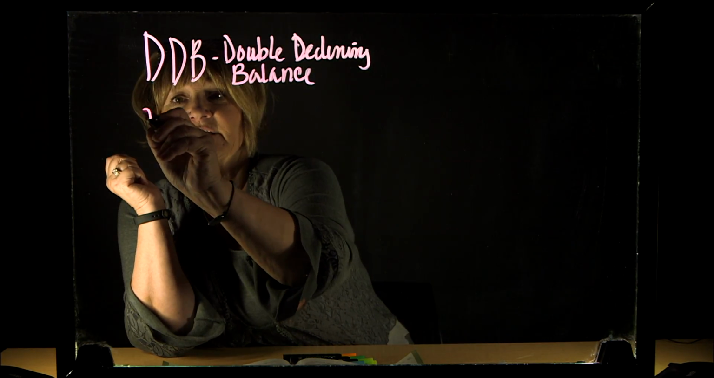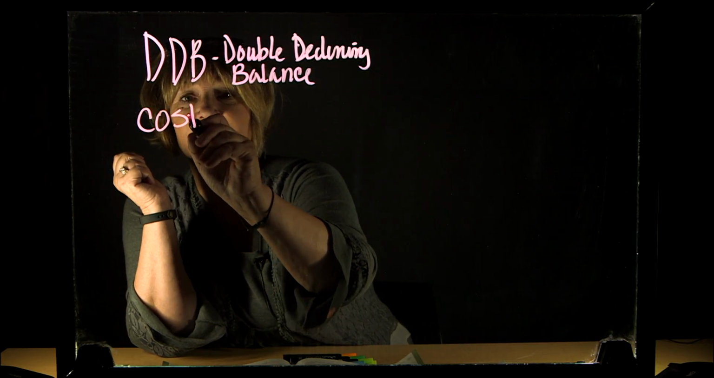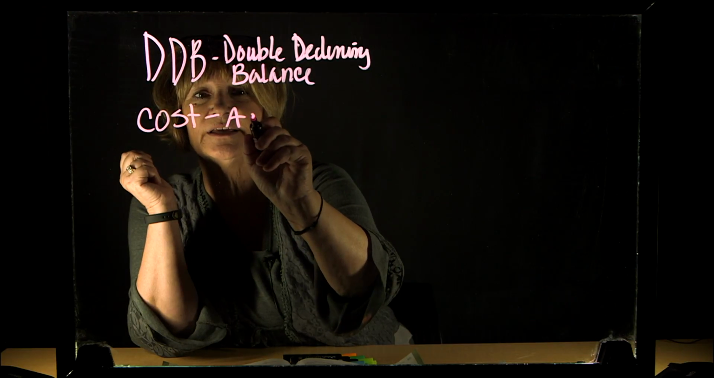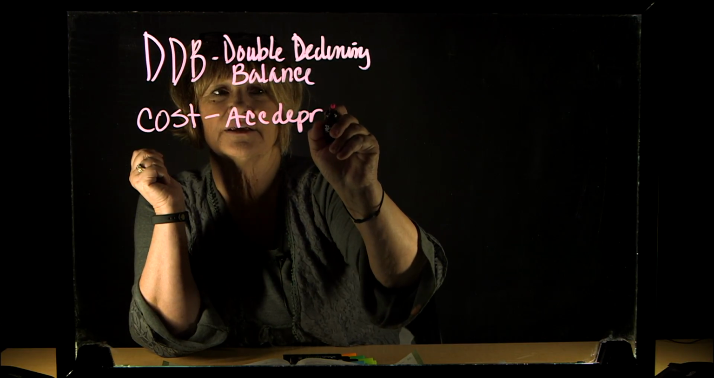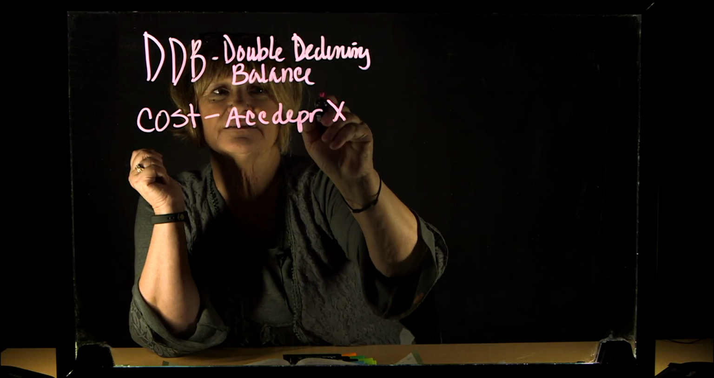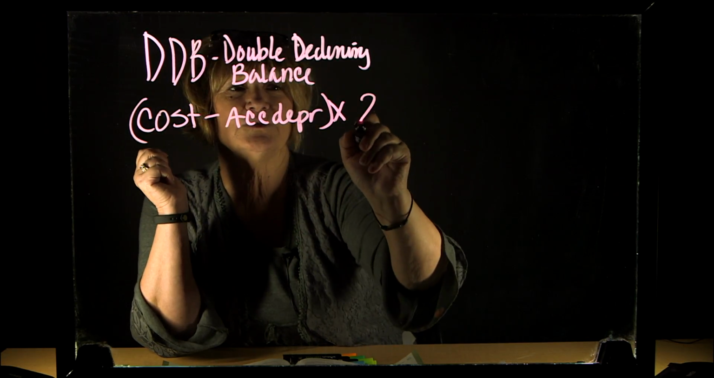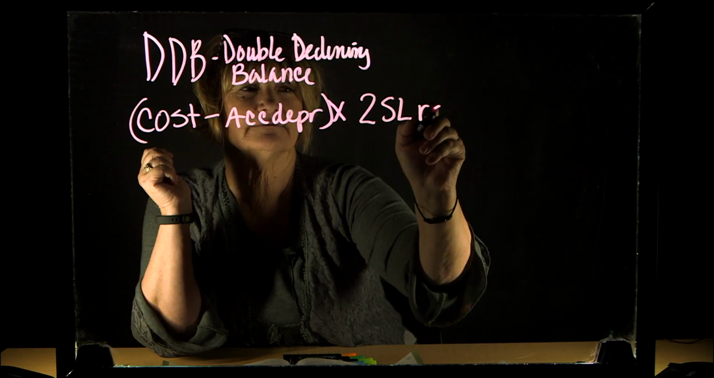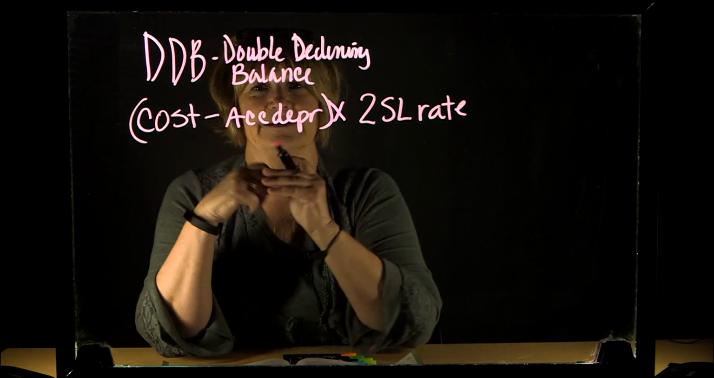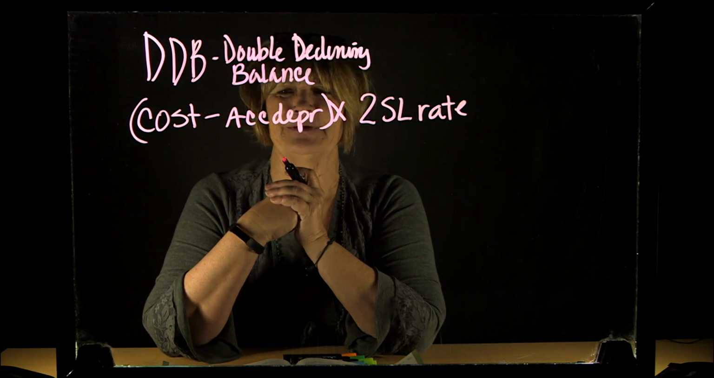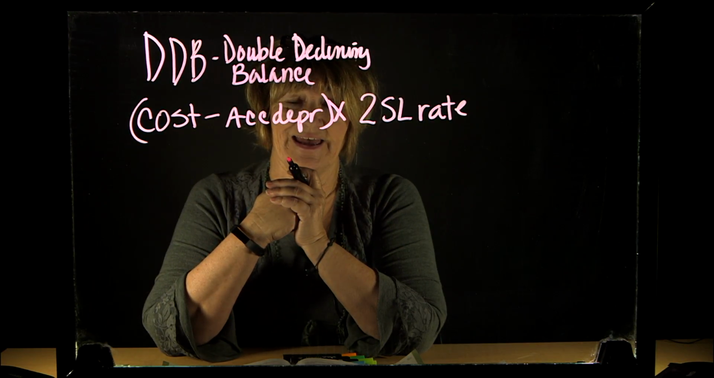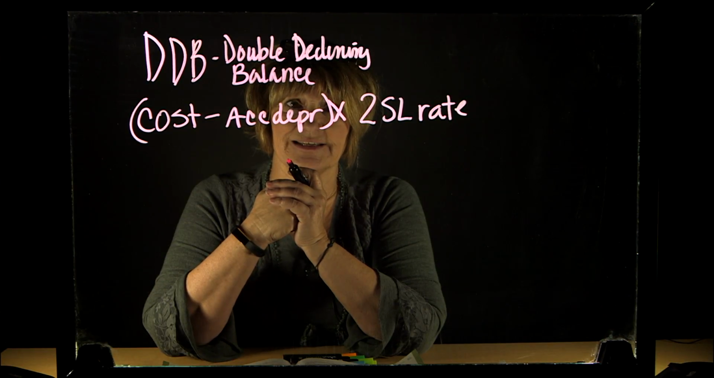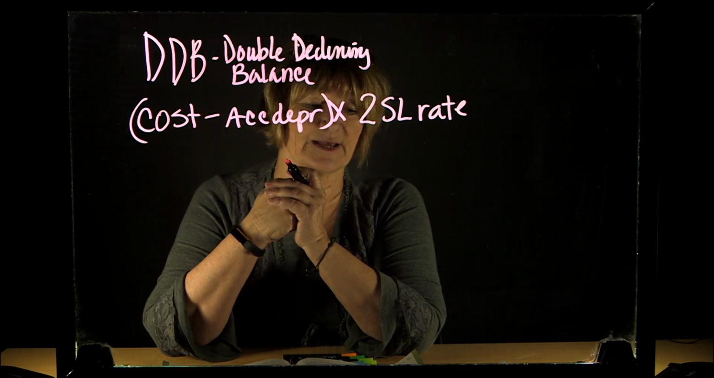In this formula, you use cost minus accumulated depreciation times 2 times the straight line rate. And you're probably going, oh no, what does she mean by that? Well, I'm going to go ahead and show you what we mean by that. The best way to do this is to really take a look at an example.